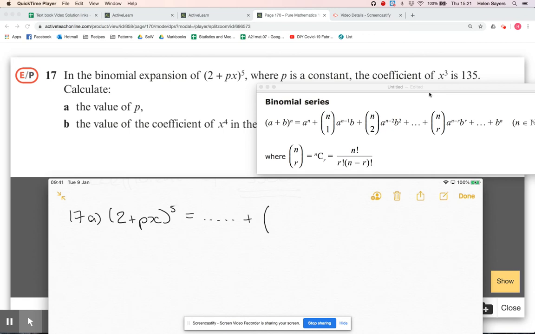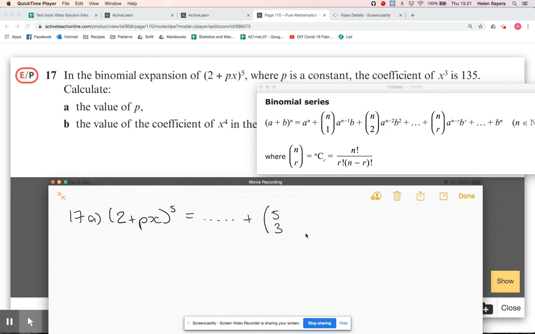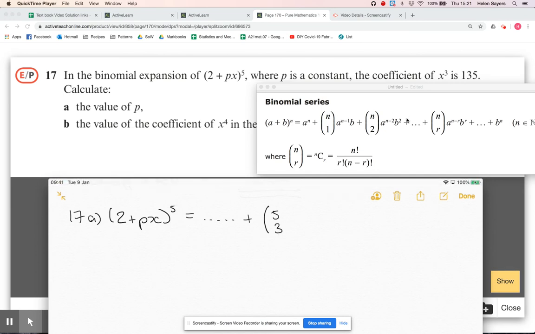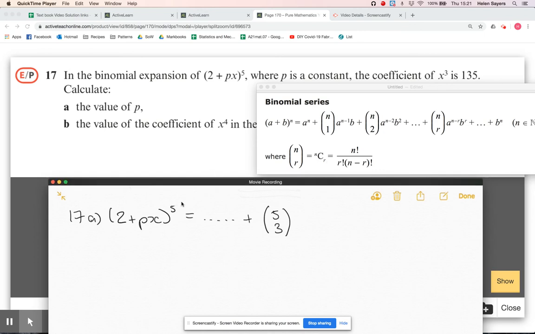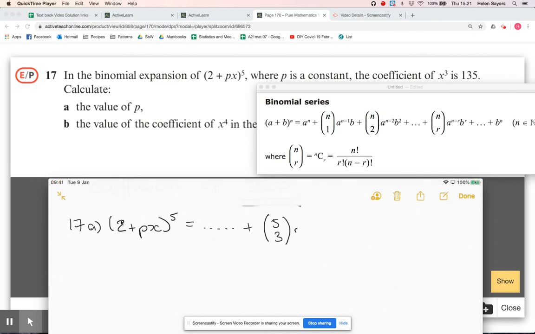So the x cubed term will be 5 choose 3, 5 because that's the power, and this number here will always be the same as the power of b, or x in our case. So when there's a 2 there, it's the power of 2. So it'll be 5 choose 3. The total power is 5, so if I want x to the power of 3, the 2 is going to be to the power of 2. Obviously that's a lot quicker than going through all the other terms that we really don't need. Where I'm going to need to be really careful is here. That's where mistakes are likely to creep in, because that p is going to get cubed as well.